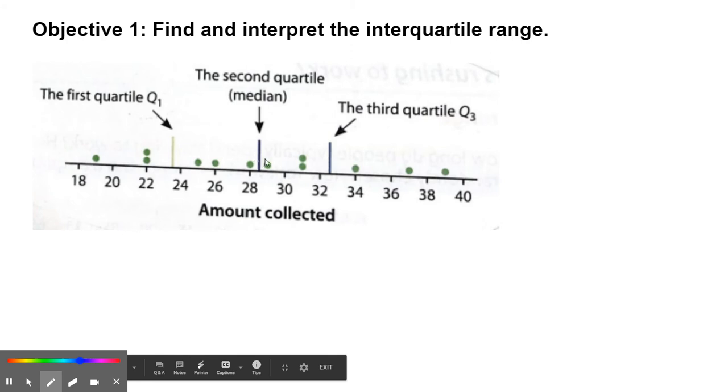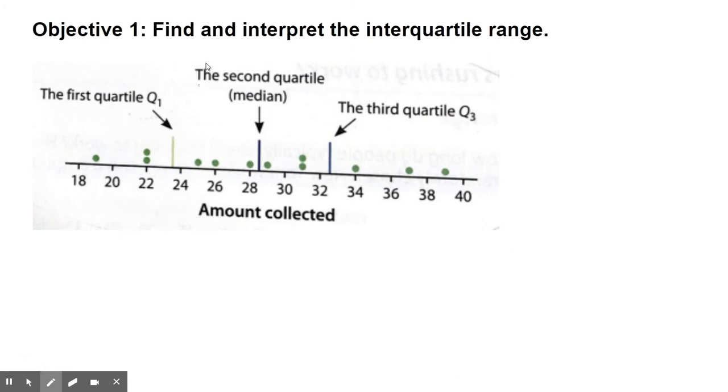So here is a visual representation of a dot plot with quartiles. So here's your first quartile, your median, which is your second quartile, and your third quartile. So this is the first 25%. This is the second 25%. This is the third 25%. And this is the fourth 25%.